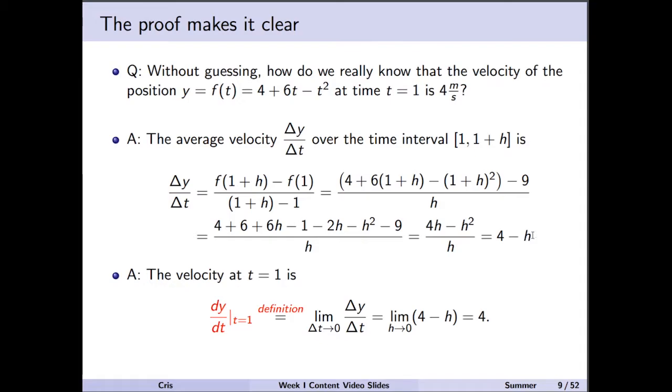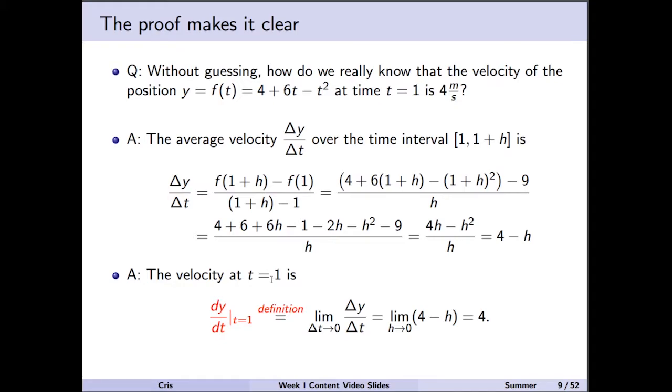Is that consistent with what we had before? When h was 1, when we went between 1 and 2, 4 minus 1 is 3. And yes, the average velocity was 3 meters per second. What about when h is 1/100th of a second? Then the average velocity here is 4 minus 1/100th of a second, or 3.99 meters per second, which is exactly what we got.